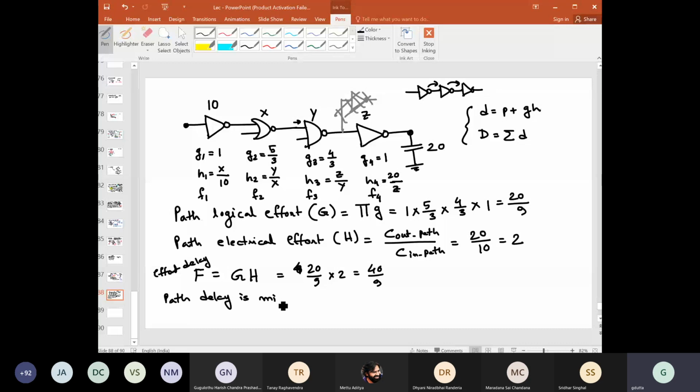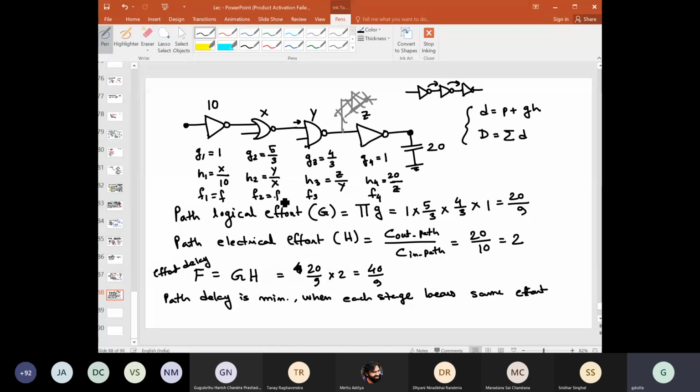Let me write this: path delay is minimum when each stage bears the same effort, right? So that means F1 is equal to F.